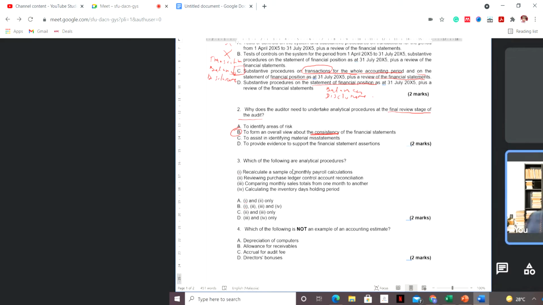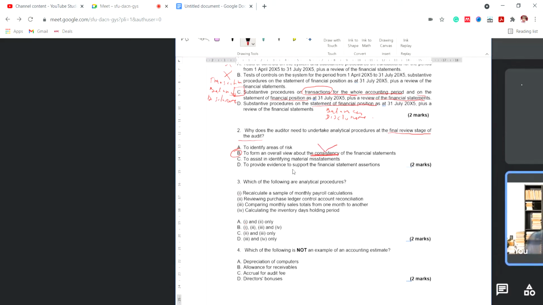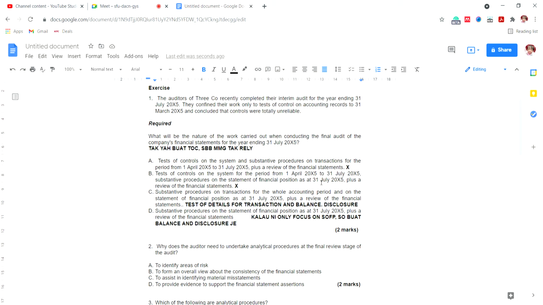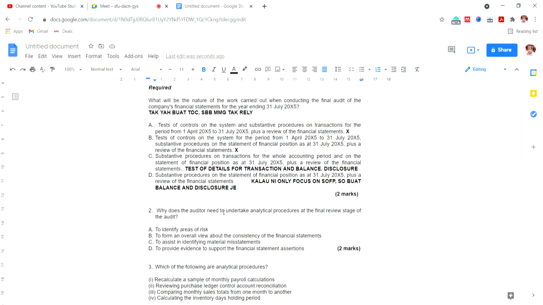Yes, good. So consistency ni at the beginning, when you understand the client business and industry, and at the end of the audit. So consistency dia sama tak at the beginning and at the end of the audit? Okay, good. Number 3. Siapa nak lagi nak cuba?